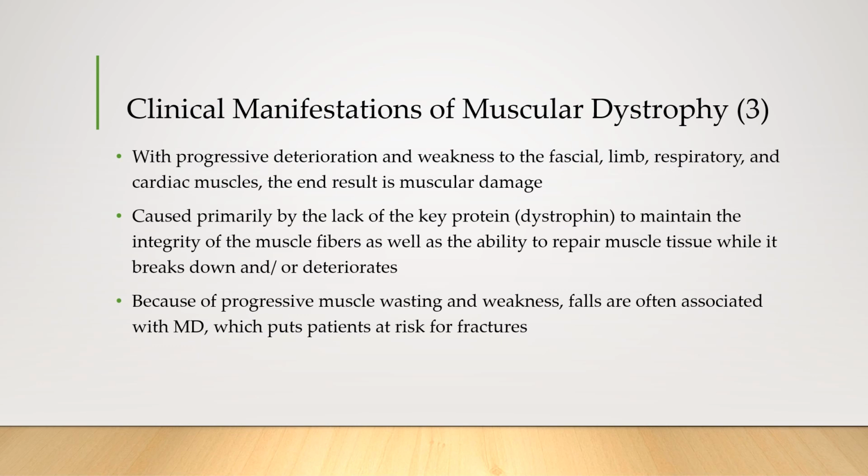With progressive deterioration and weakness of the facial, limb, respiratory, and cardiac muscles, the end result is muscular damage. It is caused primarily by the lack of the key protein, again, dystrophin, to maintain the integrity of the muscle fibers, as well as the ability to repair muscle tissue when it breaks down or becomes deteriorated.